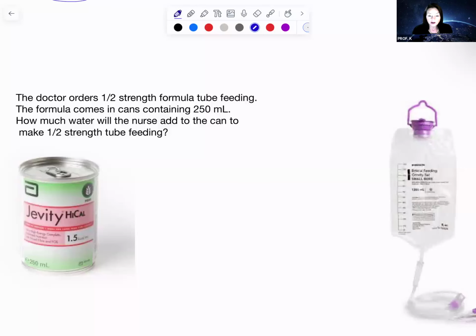Okay, so the doctor orders half-strength formula feeding. Basically, the patient can't tolerate a full-strength formula. Maybe it's because it's a new feeding. So the doctor orders a half-strength formula.